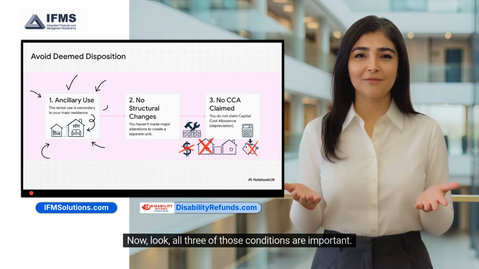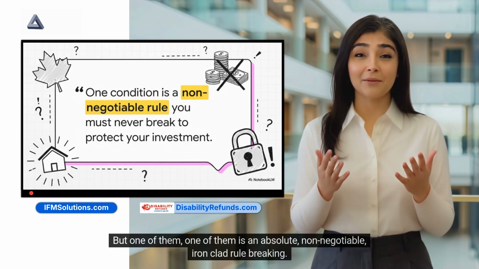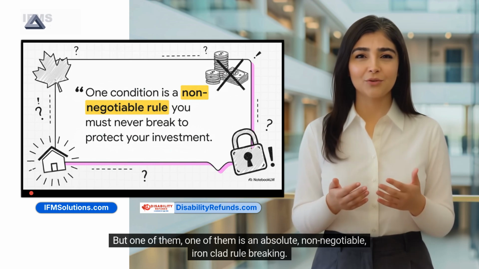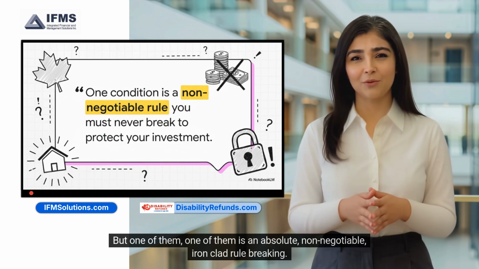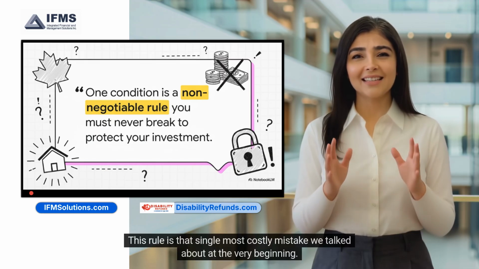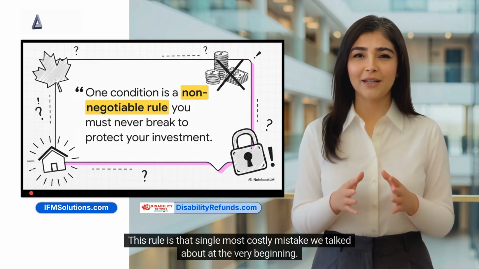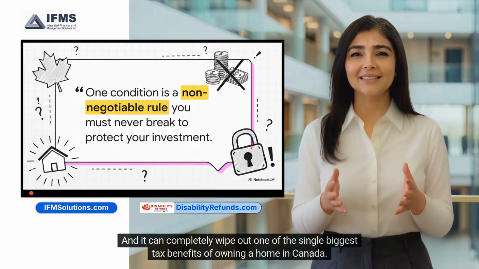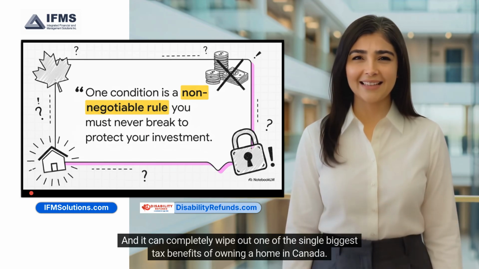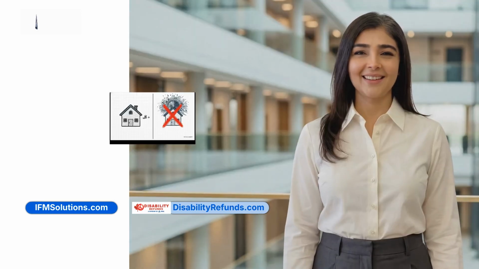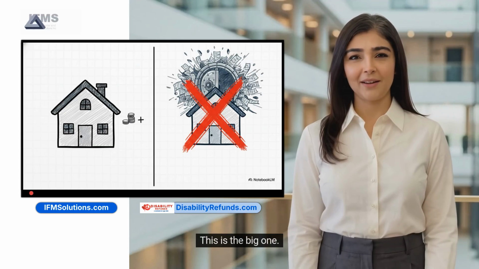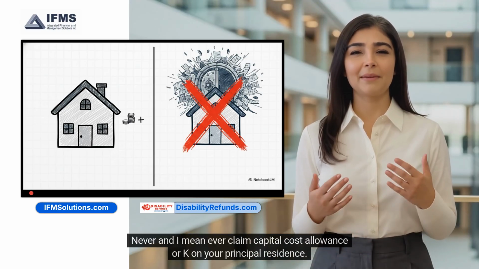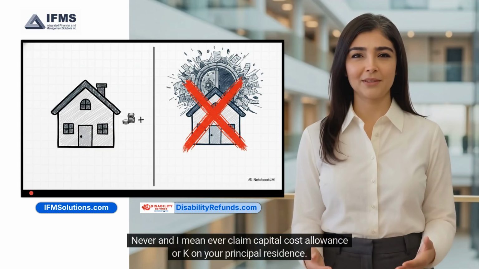Now look, all three of those conditions are important. But one of them is an absolute, non-negotiable, ironclad rule. Breaking this rule is that single most costly mistake we talked about at the very beginning, and it can completely wipe out one of the single biggest tax benefits of owning a home in Canada. And here it is. This is the big one. Never, and I mean ever, claim capital cost allowance, or CCA, on your principal residence.